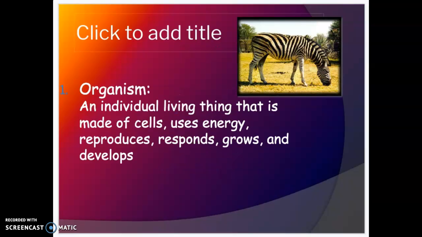So let's start with organism. An organism is an individual living thing that is made of cells, uses energy, reproduces, responds, grows, and develops. So it's like the individual one thing, the organism. There are many, many organisms in the community and in the ecosystem.